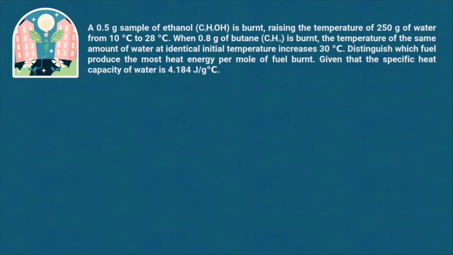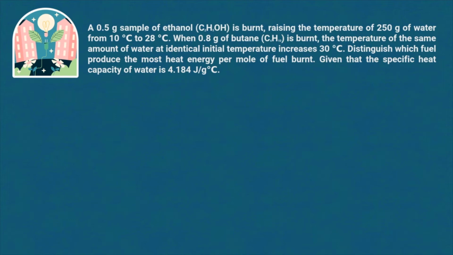Let's move on to question number 2B. A 0.5 gram sample of ethanol is burned, raising the temperature of 250 gram of water from 10 degrees Celsius to 28 degrees Celsius. When 0.8 gram of butane is burned, the temperature of the same amount of water at identical initial temperature increases 30 degrees Celsius. Distinguish which fuel produced the most heat energy per mole of fuel burned, given that the specific heat capacity of water is equivalent to 4.184 joule per gram degree Celsius.